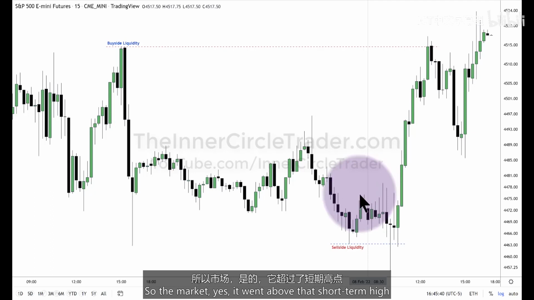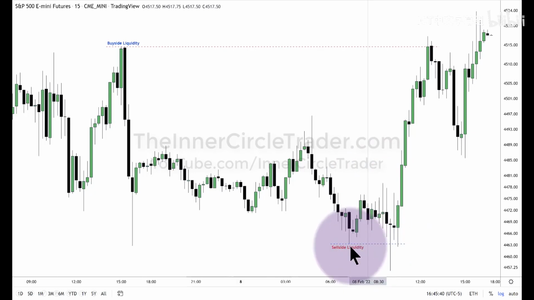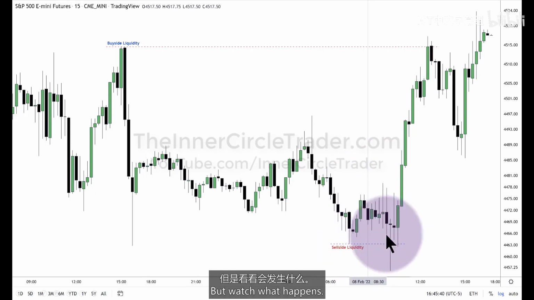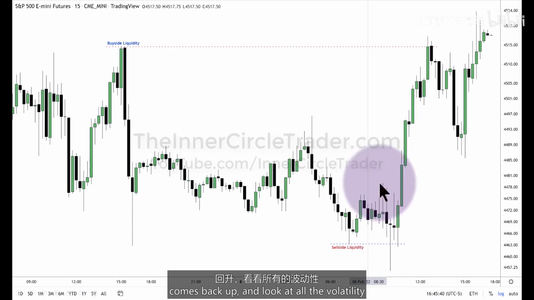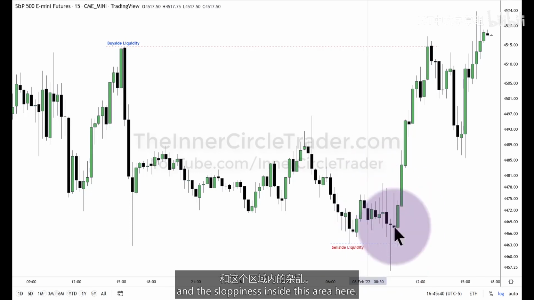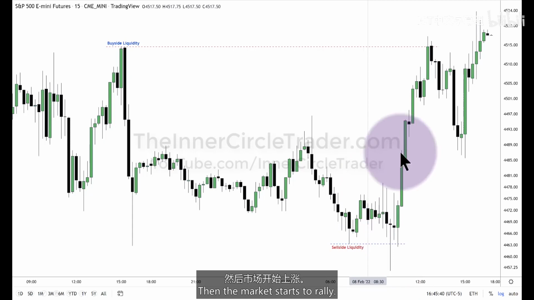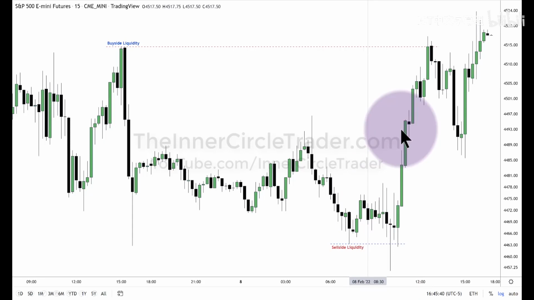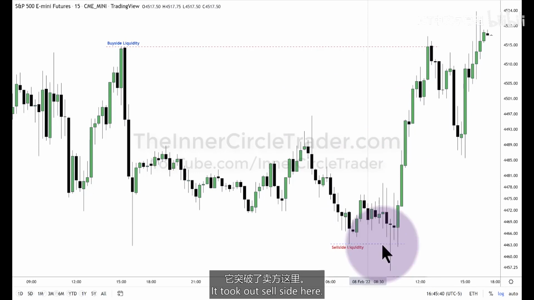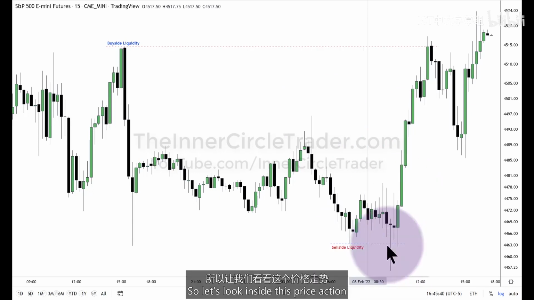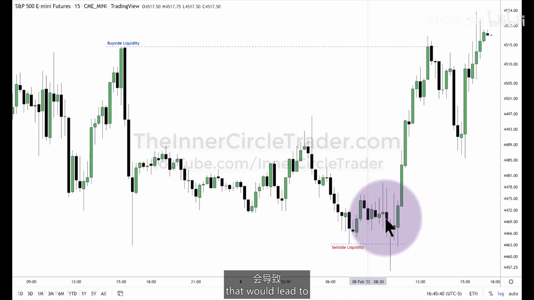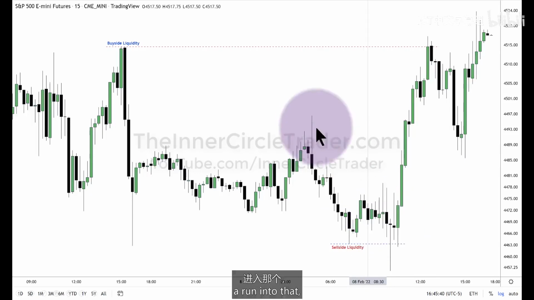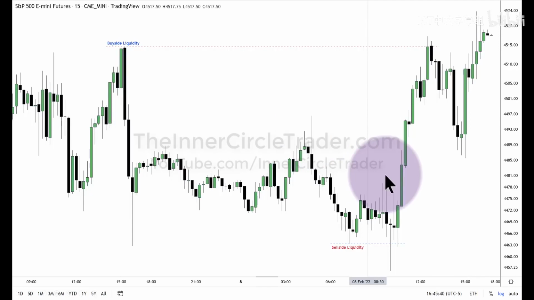So the market, yes, it went above that short-term high and then went lower than that low, yes. But watch what happens. It trades below it, comes back up, and look at all the volatility and the sloppiness inside this area here. Then the market starts to rally. So the draw on liquidity is going to be here. It took out sell side here. So let's look inside this price action and see if there's any details that would lead to a run into that, we'll call it the 44.95 level. Okay.